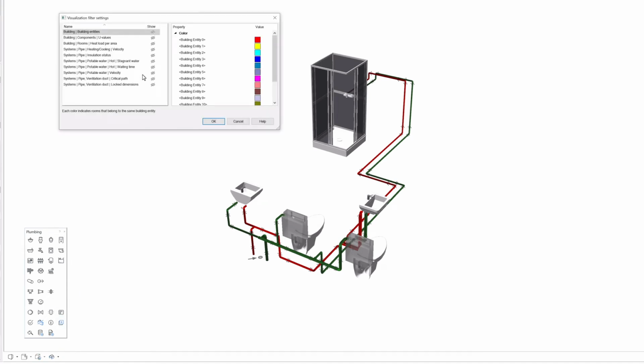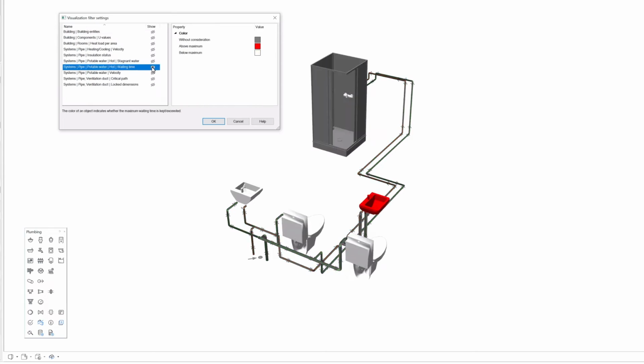The waiting time filter shows consumers with a higher waiting time than desired. Define the maximum waiting time criteria individually.